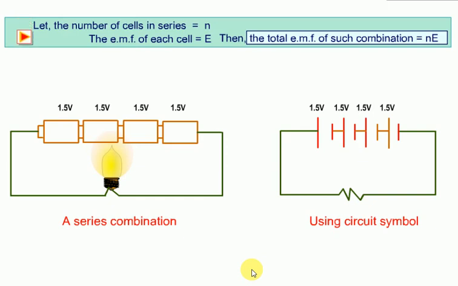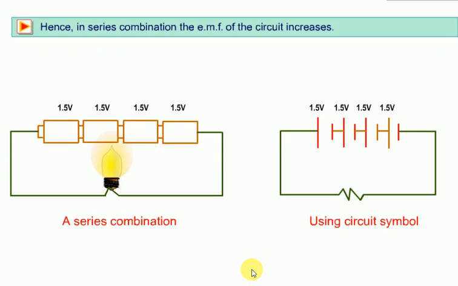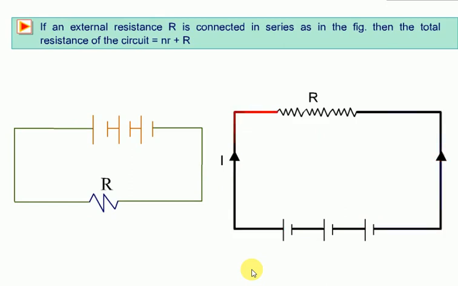The EMF of each cell, or the electromotive force of each cell, equals E. Then the total electromotive force of such a combination is equal to NE. Hence, in series combination, the electromotive force of the circuit increases. Also, if the internal resistance of each cell is r, the total resistance of the cells is equal to Nr. If an external resistance R is connected in series, as in the figure, then the total resistance of the circuit is equal to Nr plus R.